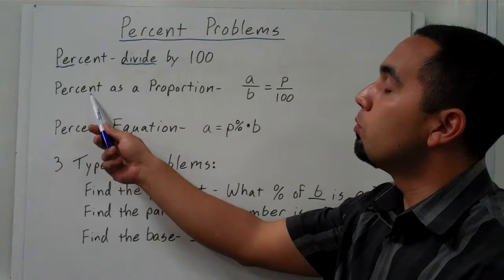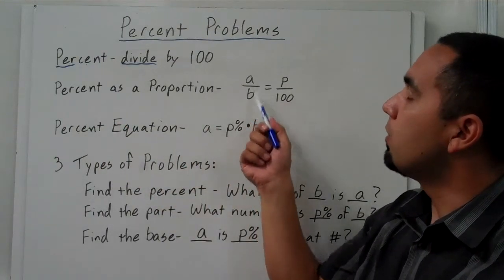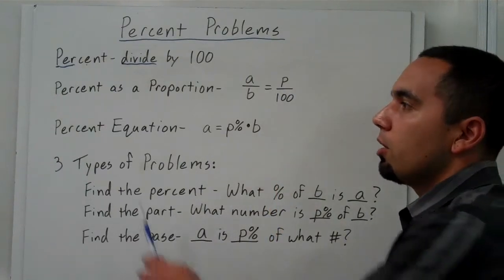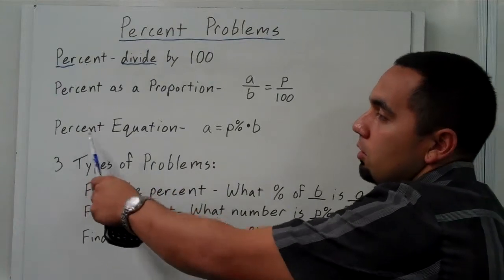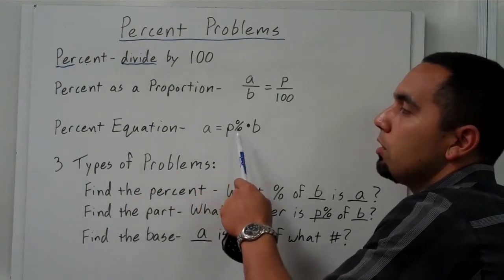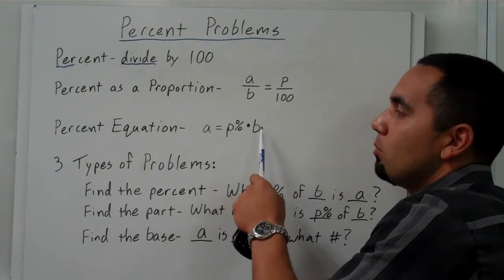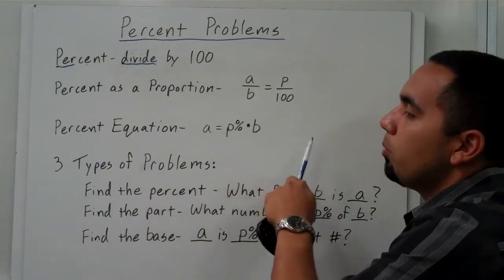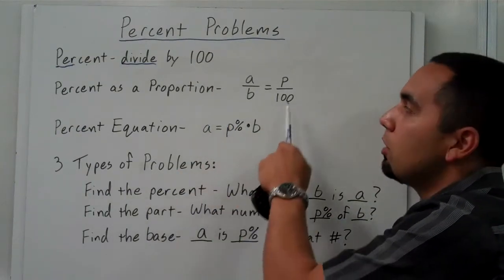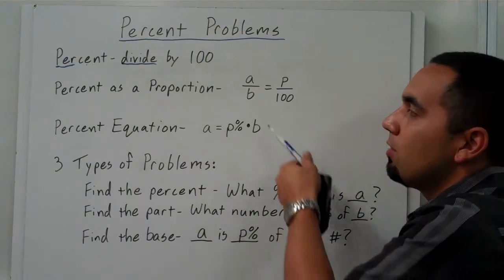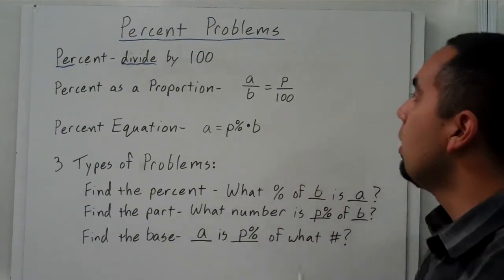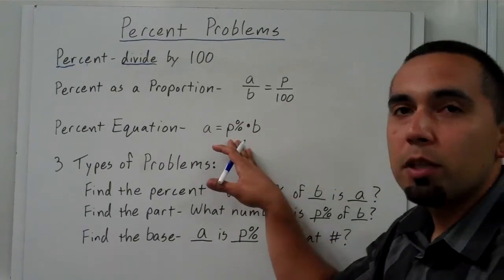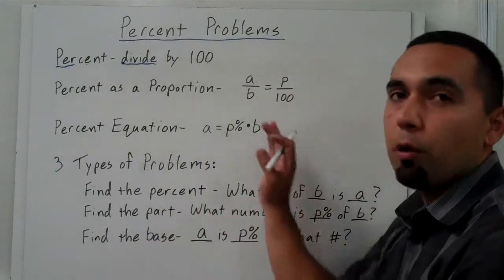And we can represent percent as a proportion. We have A over B equals P over 100. And we also have an equation for percent. The percent equation is A equals P percentage times B, okay? A and B will always be numbers, and so will P, but basically every problem we're going to be dealing with, you can solve with this equation or this equation. In fact, you could use either, whichever one you like. Since we just solve proportions, it'd probably be pretty simple if you use this one. But if you like this one, you can use this one as well. And I'm going to use both, okay?